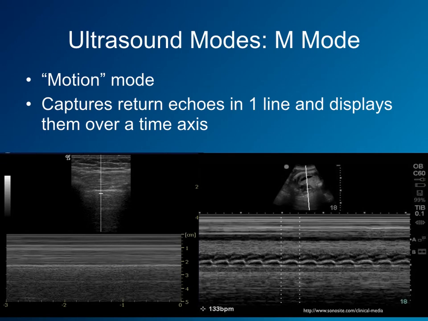M mode, or motion mode, captures returning echoes in only one crystal line on the B mode image, but displays them over a time axis. Movement of structures positioned in that line can now be visualized. Often, M mode and B mode are displayed together on the ultrasound monitor. This mode can be useful when assessing lung sliding, fetal heart rate, and contraction of both cardiac and vascular structures.